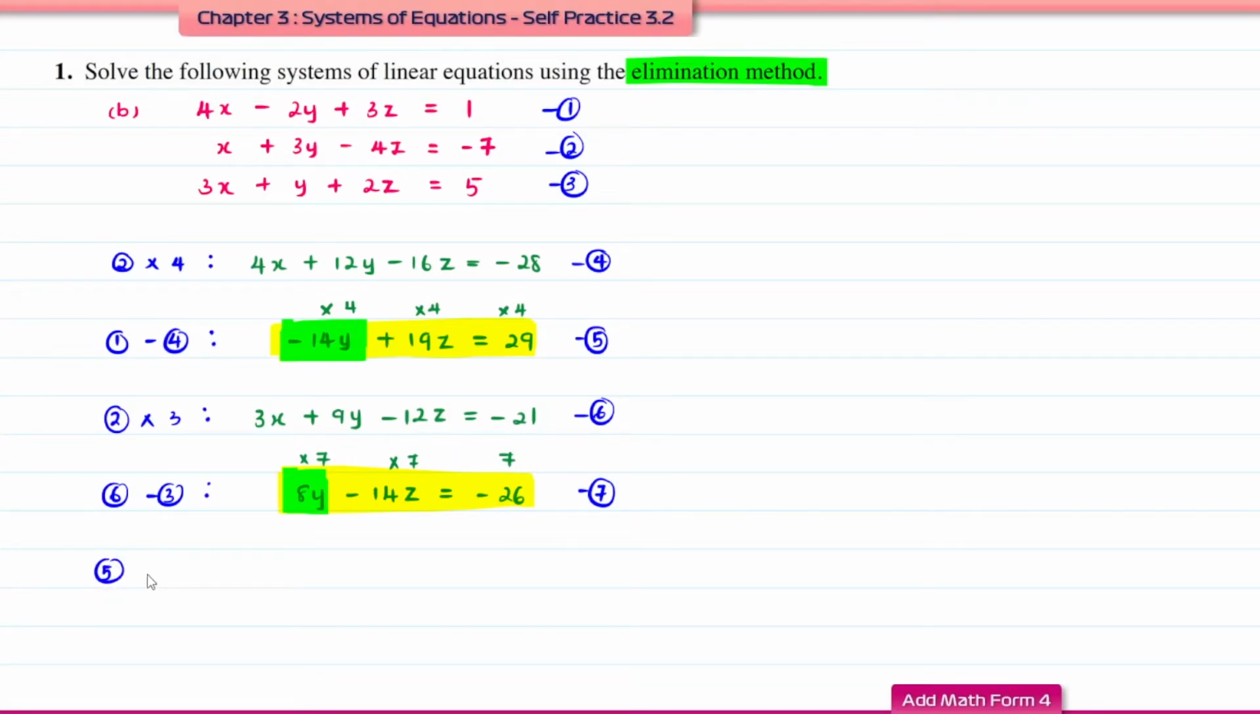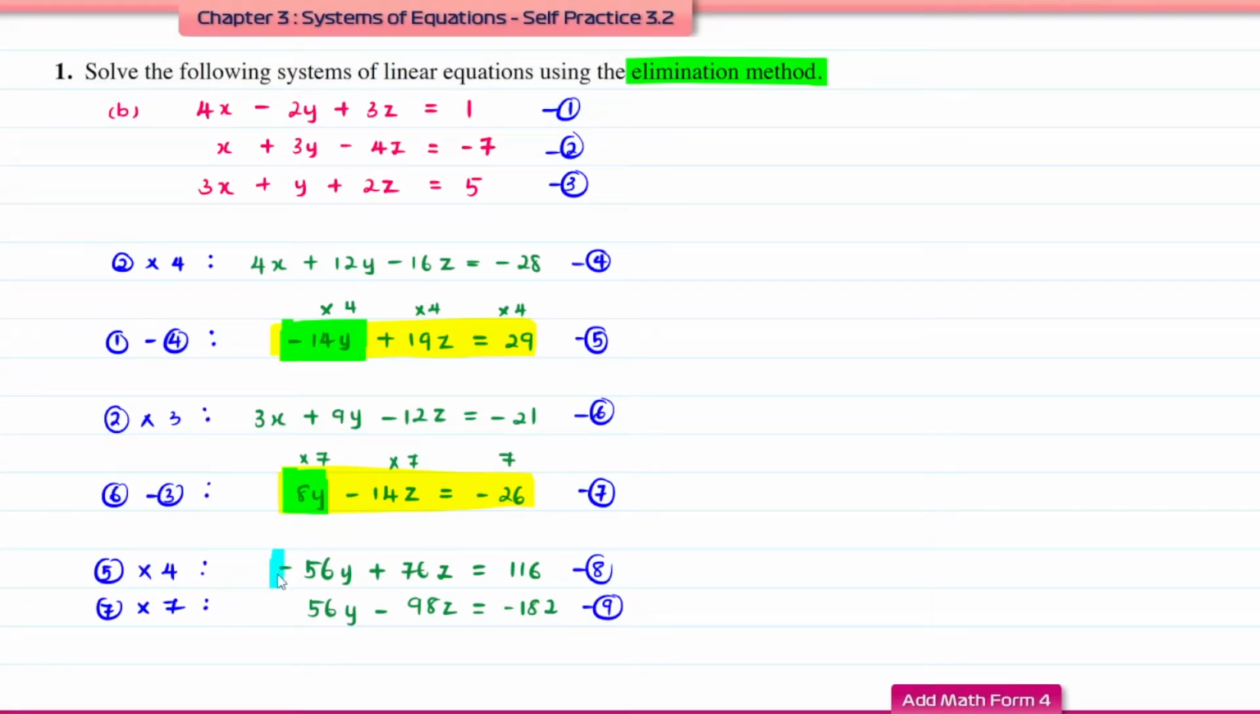So equation 5, I'm going to multiply it by 4. Here I'm going to get negative 56y plus 76z equal to 116. Let's label this as equation number 8. And for equation number 7, we're going to multiply it by 7. So here we're going to have 56y minus 98z equal to negative 182. Let us label this as equation number 9.